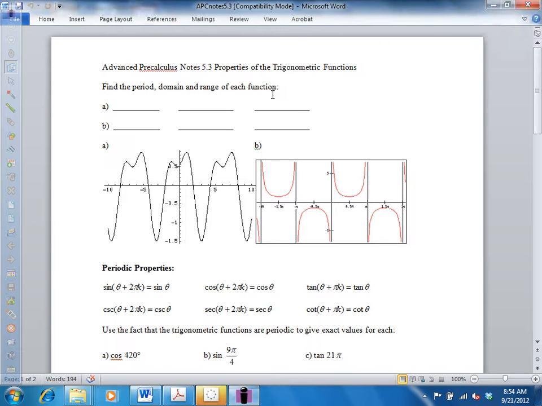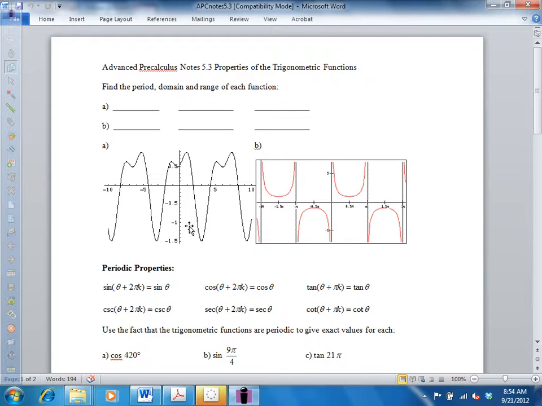So find the period, domain, and range of each function. We're going to get more into graphing trig functions in the next couple sections. This is just to show you what periodic behavior is. Periodic behavior, you may have seen something like this before.